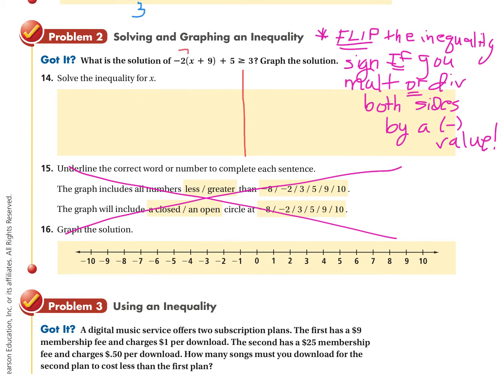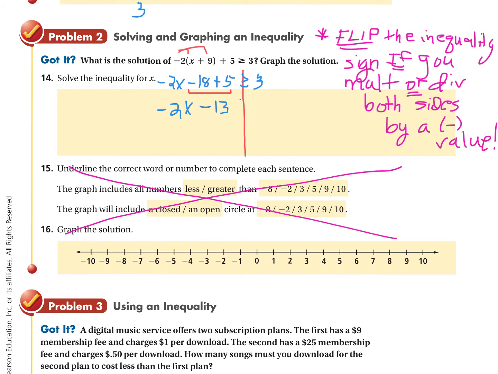So here we need to multiply that negative 2 through. So if I do that, I get negative 2x. And then negative 2 times 9 is a negative 18. Plus the 5 is greater than or equal to 3. So then on this left side here, I have some like terms. These two are like terms. So I want to combine the negative 18 and the 5. So I have a negative 2x, that didn't change. A negative 18 and a positive 5 is a negative 13.